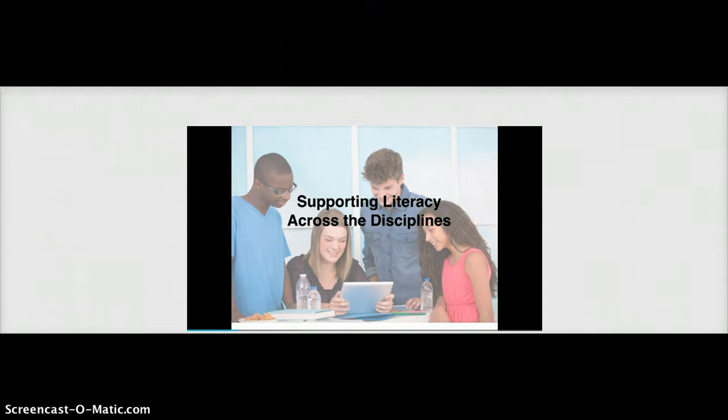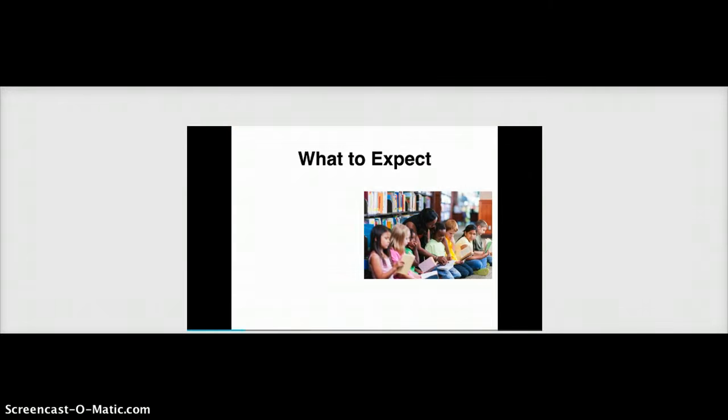So in this module, we're going to provide you a kind of overview of the different things you can do to support literacy. So what can you expect? Well, like I said, you can expect to understand the various issues associated with literacy across the disciplines. Then we're going to provide you specific environmental design elements and practices and strategies that you can use in your classroom to support and build literacy and literacy understanding across your different disciplines.